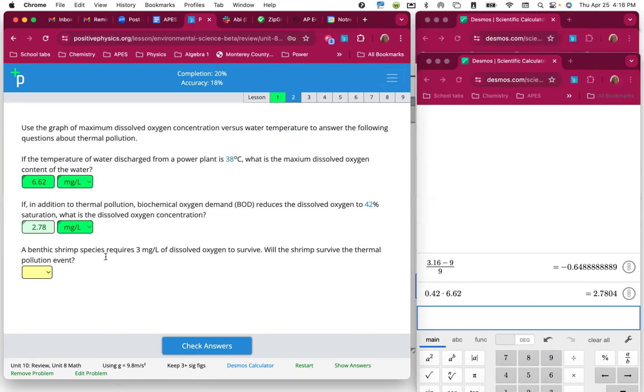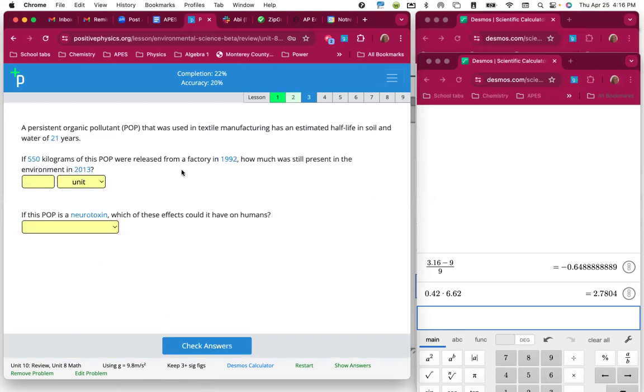A benthic shrimp species requires 3 milligrams per liter of dissolved oxygen to survive. Will the shrimp survive the thermal pollution event? So since we calculated that it would be 2.78 and the shrimp needs 3, then it would not survive. And then we'll keep going, a couple other things.